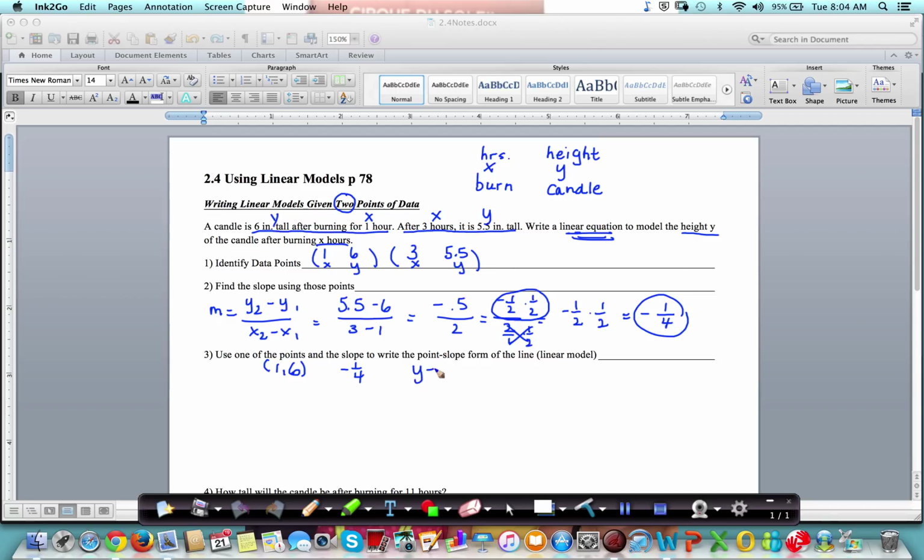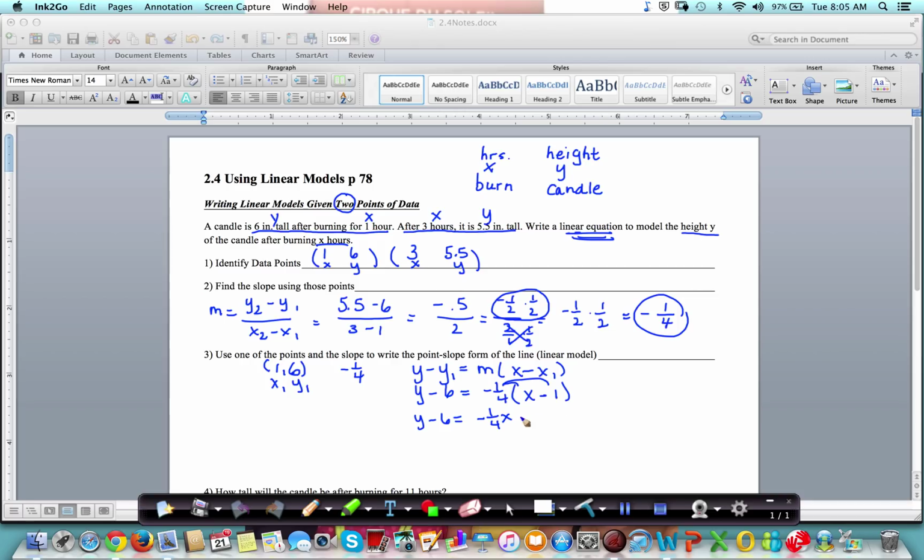So point slope form looks like that. So y minus the y coordinate, which is 6, equals m, negative 1/4, times x minus my x coordinate. And then remember that when you do this, you then need to simplify it. So we're going to have to distribute negative 1/4 times x is negative 1/4 x.